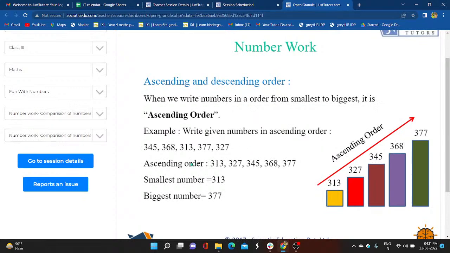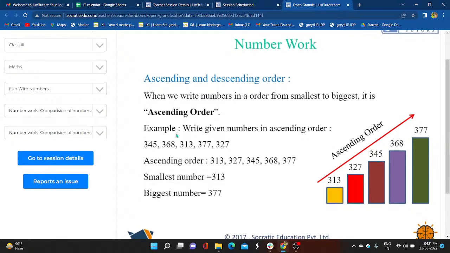If we talk about ascending order, when we write numbers in an order from smallest to biggest, it is called ascending order. जब आप numbers को arrange करते हो जिसमें सबसे छोटा नंबर सबसे फर्स्ट प्लेस पे लिखा जाता है, and thereafter you have all the numbers going from smallest to biggest, that's called ascending order.